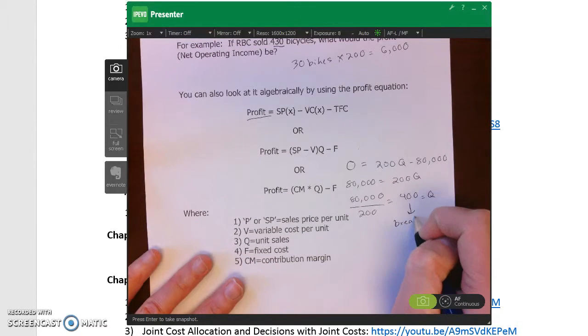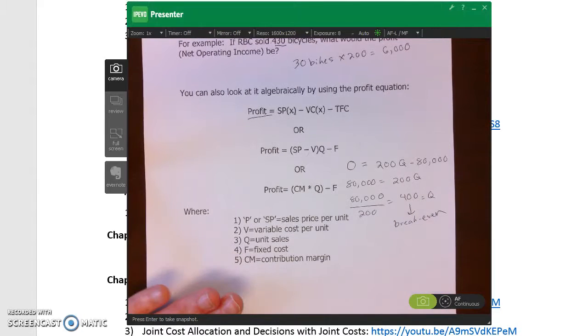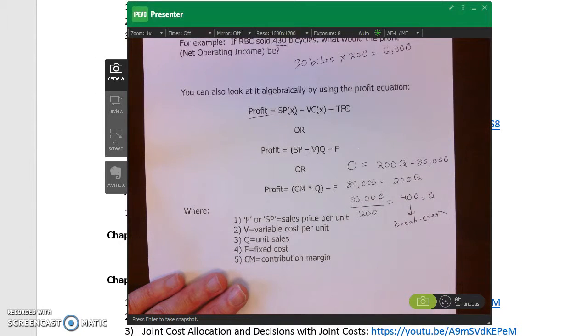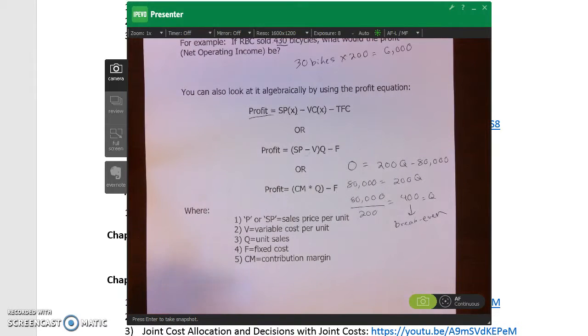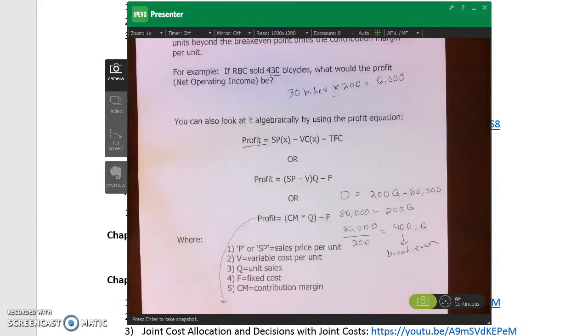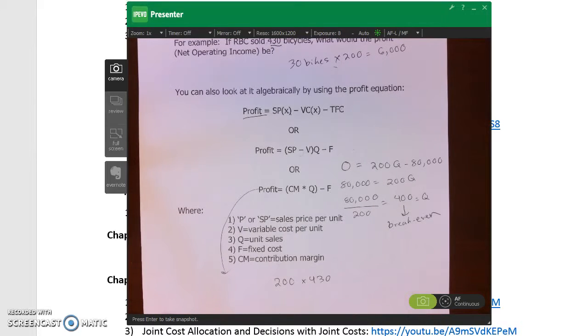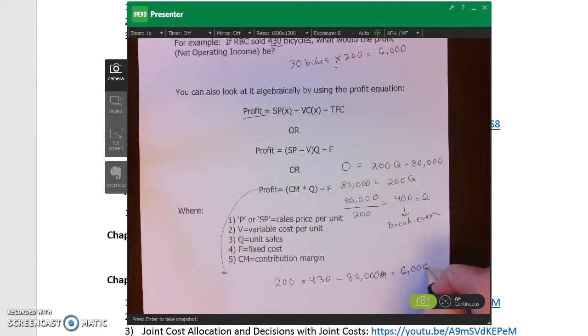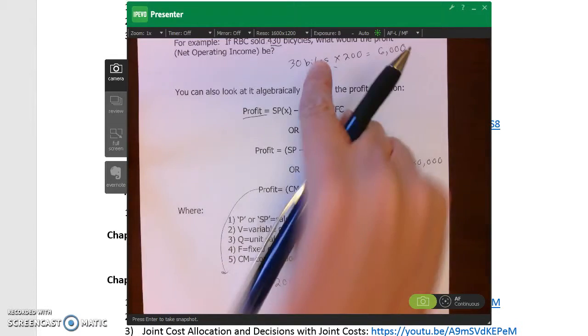Okay? So you don't even have to memorize the break-even formula. You just need to understand the profit equation. And so we could also do this. We'd come over here to use that to solve this problem. You could say, well, remember, our contribution margin per unit is 200 times 430 bikes, right? We sold 430 bikes, minus 80,000. And that's going to be extra 0 there. That'll be equal to our $6,000. That's the other way we could do this problem. Okay?